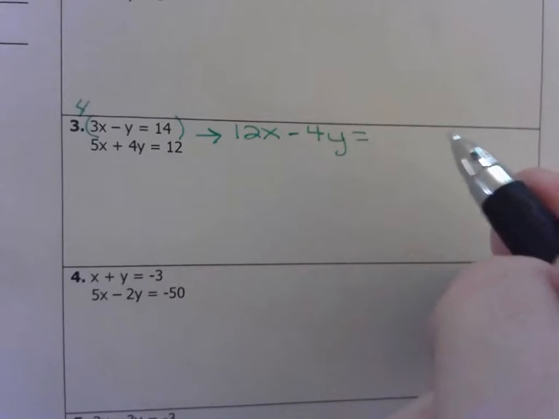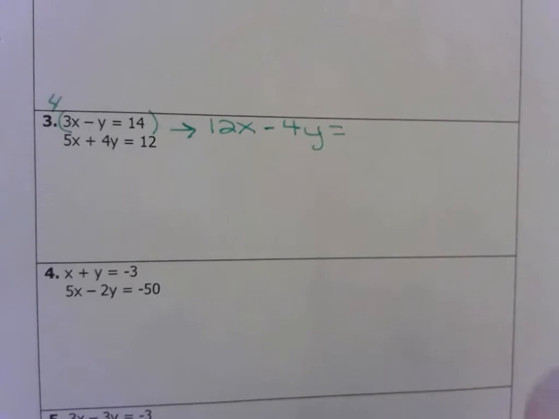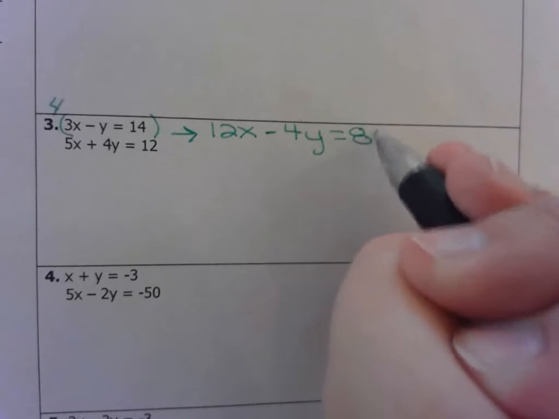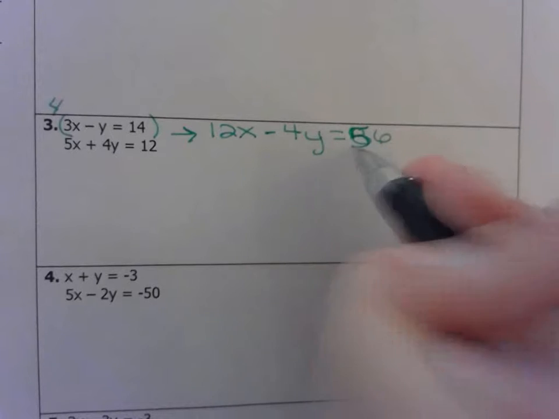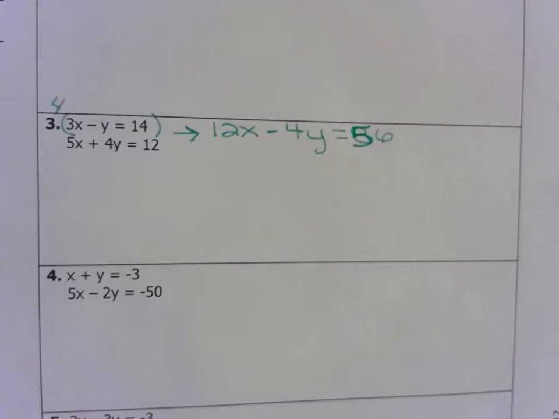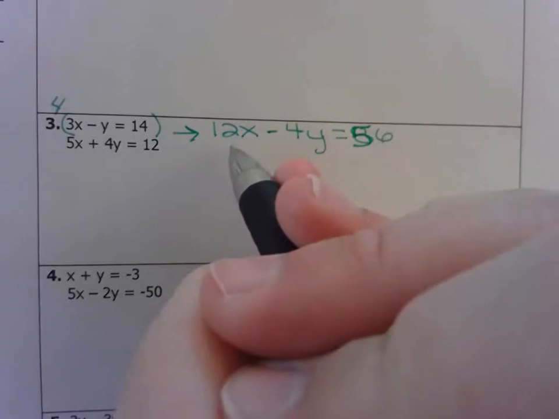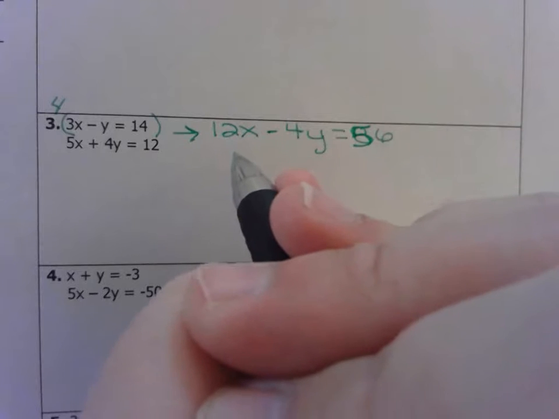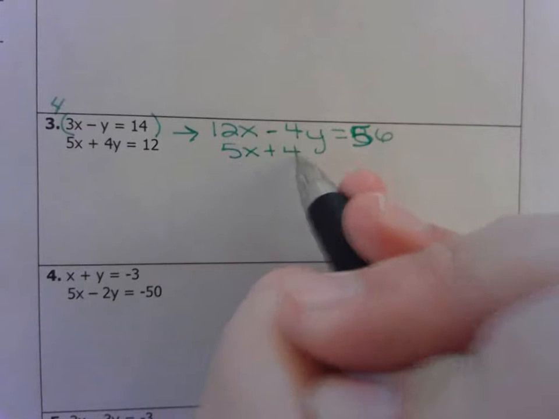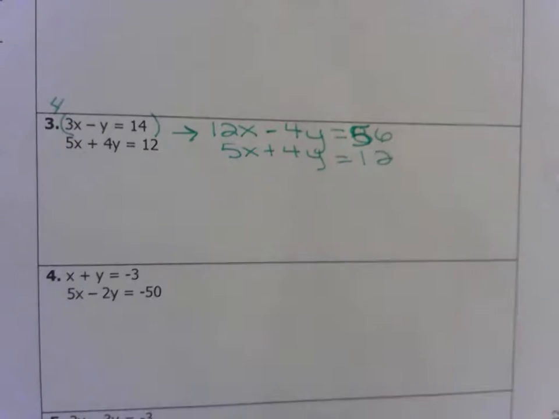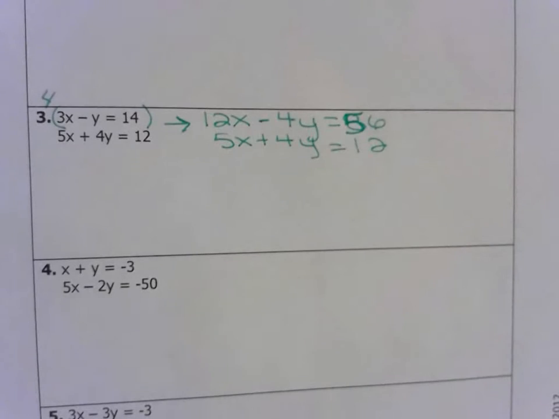Use the calculator: 14 times 4 is 56. The bottom equation, right underneath it: 5x plus 4y equals 12. Go ahead and write the one. You didn't do anything with it. It's the same equation. Write it right underneath that.